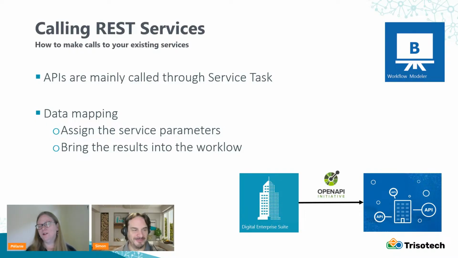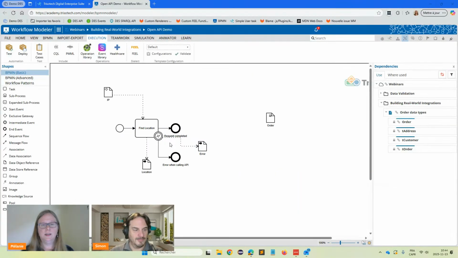One important part of everything when you start to do some operation calls is the data mapping. You'll have to deal with that when you do that. This is to assign the service parameters from your business context to the technical service you're calling, and to bring the result into your workflow. So now let's move into the tool to see how this all comes together.